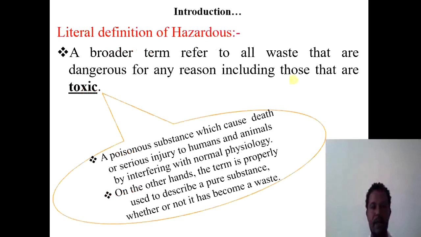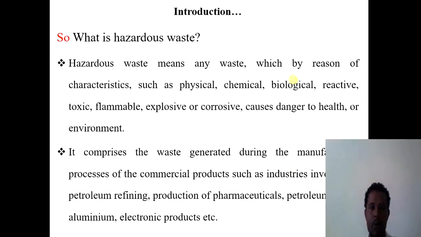So, the literal definition of the word hazardous: hazardous is a broader term for all waste that can be dangerous for any reason, including those that are toxic. In this case, toxic means a poisonous substance which causes disease or serious injury to humans and animals by interfering with normal physiology. On the other hand, the term is properly used to describe pure substances, whether or not they become waste. So, what does it mean when we say hazardous waste?